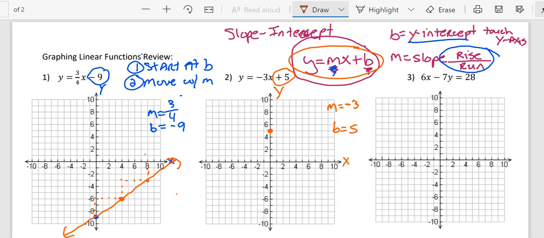Now, I'm trying to do one of each kind of type here. When the slope is a whole number, you want to make it into a fraction. And remember, you can make any number a fraction by just putting it over 1.